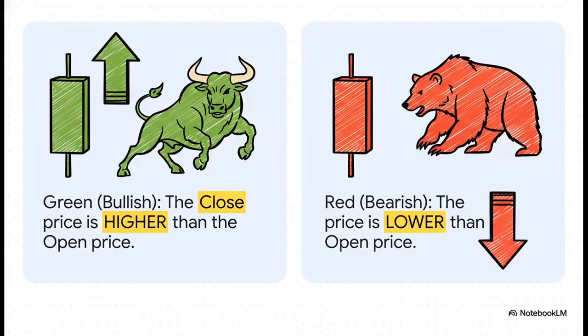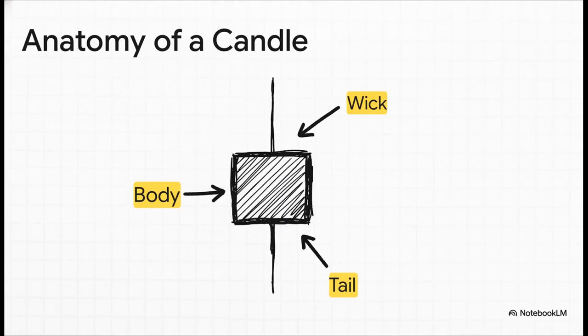And the color? That's the easy part. It just tells you who won that battle. If the candle's green, it means the price closed higher than where it opened. The buyers, or the bulls, were in control. If it's red, well, the price closed lower than it opened. The sellers, or the bears, won that round. Simple as that.